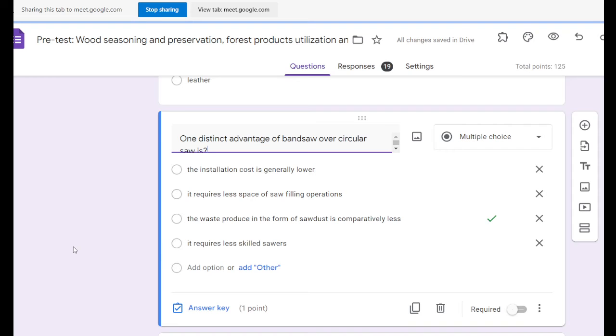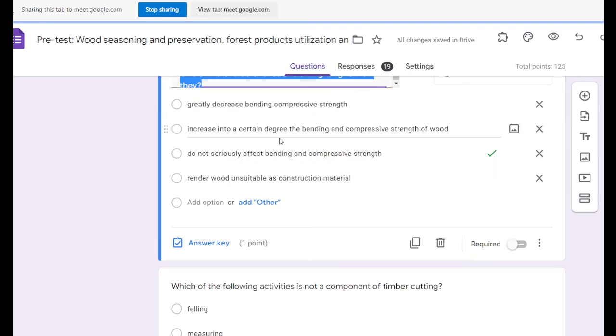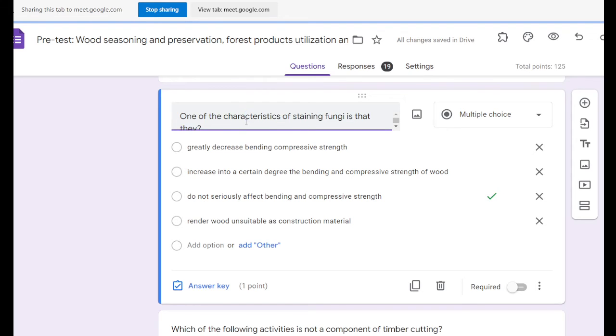Next, one of the characteristics of staining fungi is that they do not seriously affect the bending and compressive strength of the wood. Okay? That is its characteristic. Staining fungi, for example in bamboo, the popular one is called blue stain, which is caused by a fungus. It has no impact on the strength properties, your bamboo will not become powdery, but it will cause staining. Okay, your product gets stained.